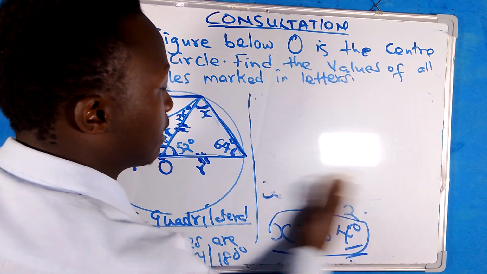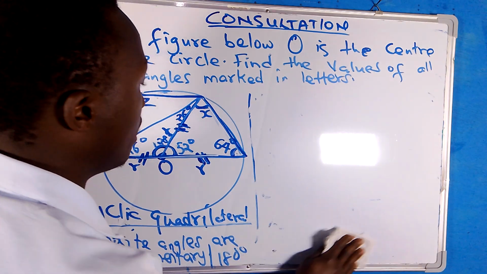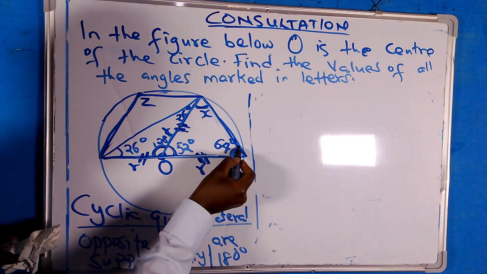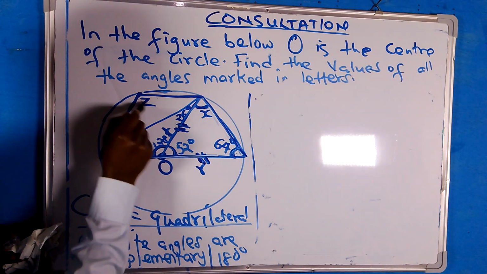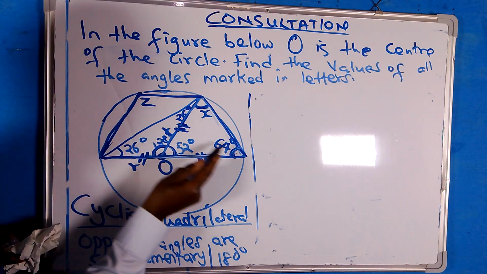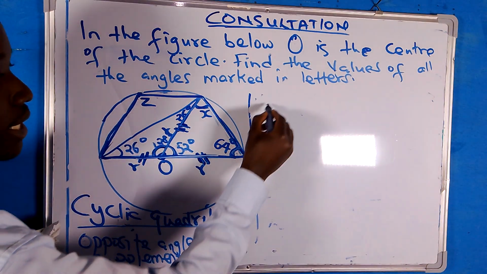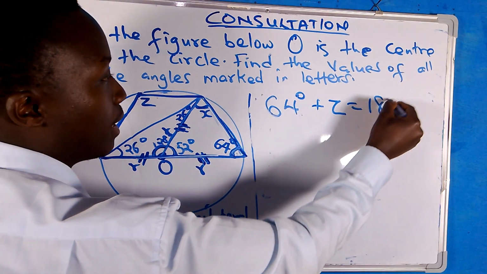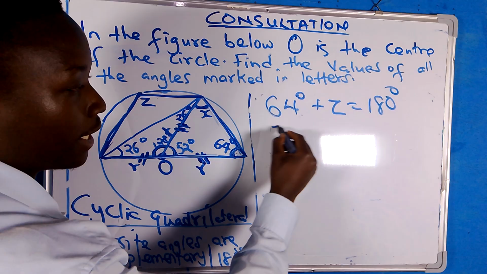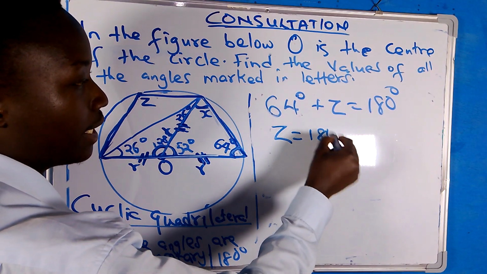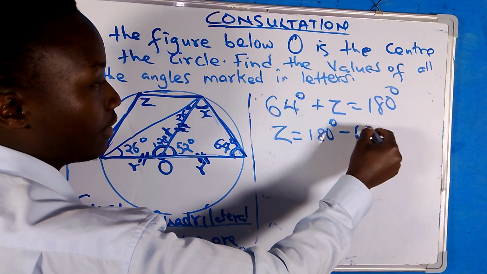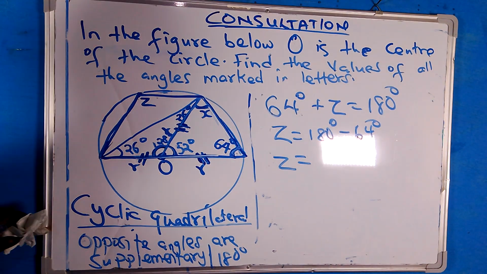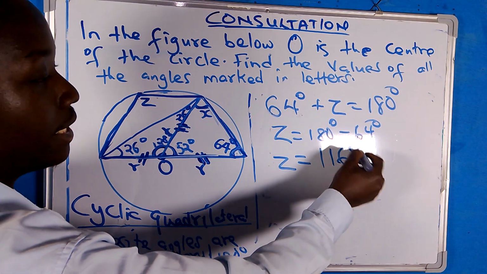The supplementary angles add up to 180 degrees. We have this angle 64 degrees, and this angle here is the opposite of this one. So for us to get Z, we say 64 degrees plus Z is equal to 180 degrees. Our Z will be 180 minus 64 degrees, and that will give us 116 degrees.